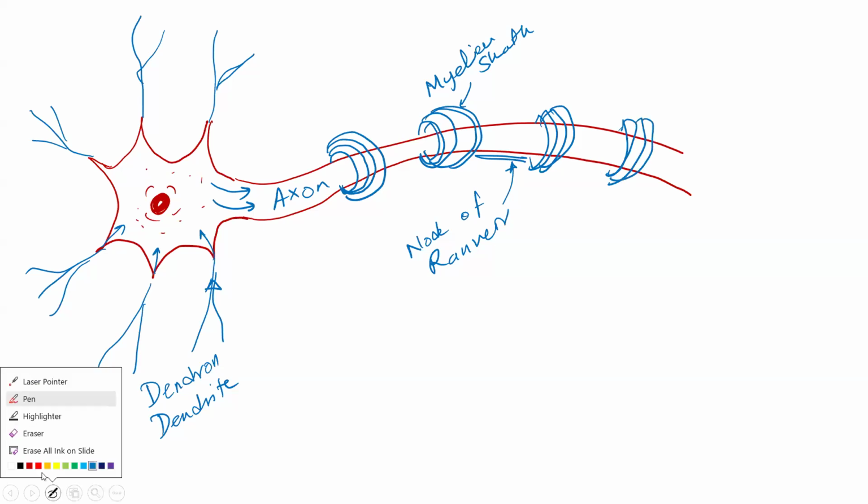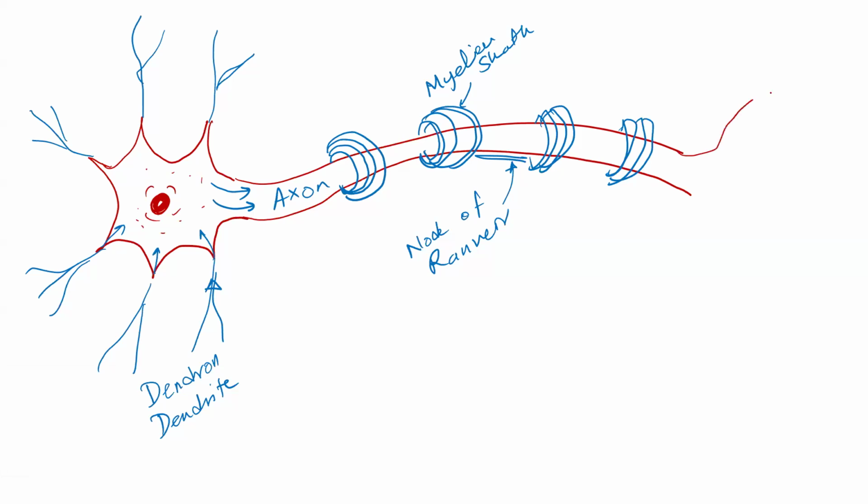And at the end of the axon, it branches and has synaptic knobs. It branches like this, and here the circles are the synaptic knobs. The message will be released to the next part from there.